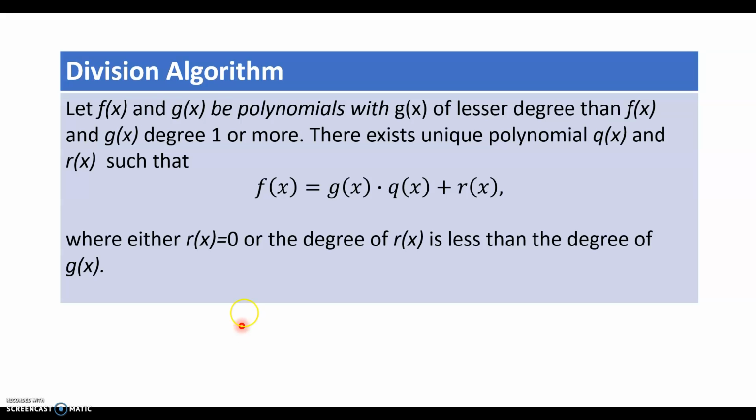One thing that we do need to specify is that g of x does have to be of degree 1 or more. Now r of x will always be equal to 0, or the degree of r of x is going to be less than the degree of g of x. Now let's talk about how we could divide polynomials.